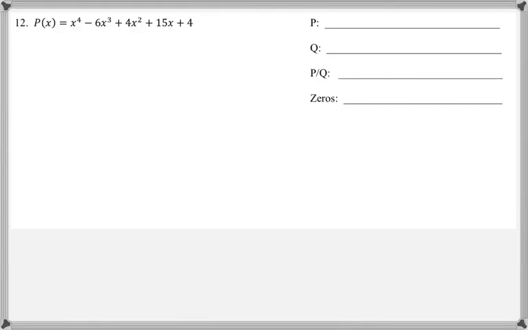On number 12, I first want to find the p-values and the q-values. So the p-values are going to be 1, 2, and 4, because those are the numbers that divide into 4. Q is going to be plus or minus 1 because there's an implied 1 there. So if I form all of my p over q's, that's going to just be plus or minus 1, 2, and 4. So it's always a good thing when we just get plus or minus 1 as our q values.